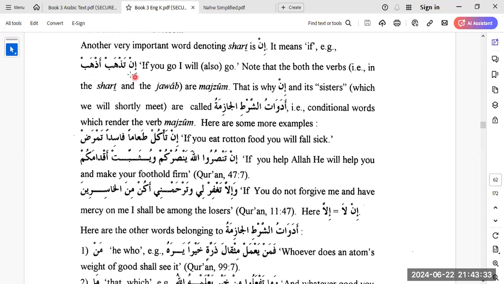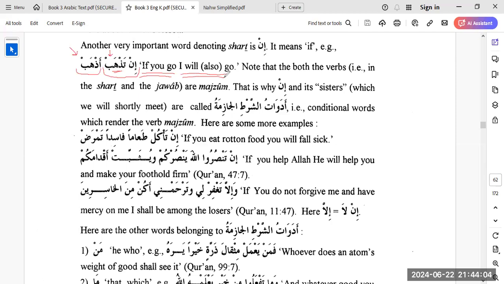So if you say in tazhab, this is our condition. In tazhab, azhab. You see both of these words, they are majzoom. So the first one is a shart. In tazhab means if you go, right? If you go, azhab, I will also go. It actually means I will go. Also is understood. If you go, I'll go. That means if you go, I will also go.